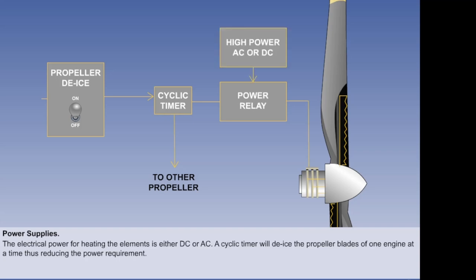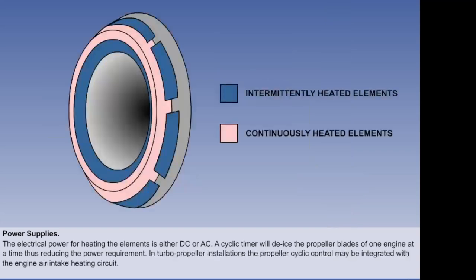In some installations, a power relay is fitted in the engine nacelle. It allows the length of heavy high current wiring to be kept to a minimum, with light cable being used in the control circuit. In turbo-propeller engine installations, the propeller heating circuit may form part of a power unit de-icing and anti-icing system, with the cyclic control being integrated with the engine air intake heating circuit.